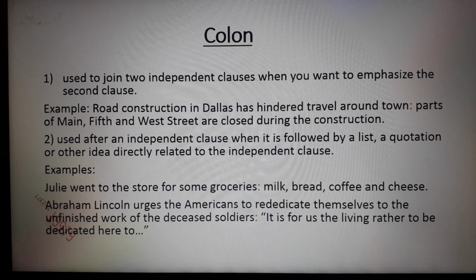And the other example is, Abraham Lincoln urges the Americans to rededicate themselves to the unfinished work of the deceased soldiers, colon. "It is for us the living rather to be dedicated here to," etc. So as you can see, this is the beginning of a quotation. So when you have the quotation, "It is for us the living rather." This is an example. Before that quotation, you need to write a colon.